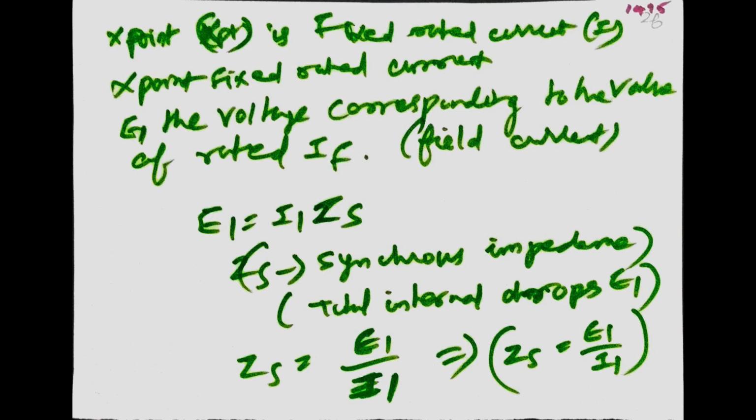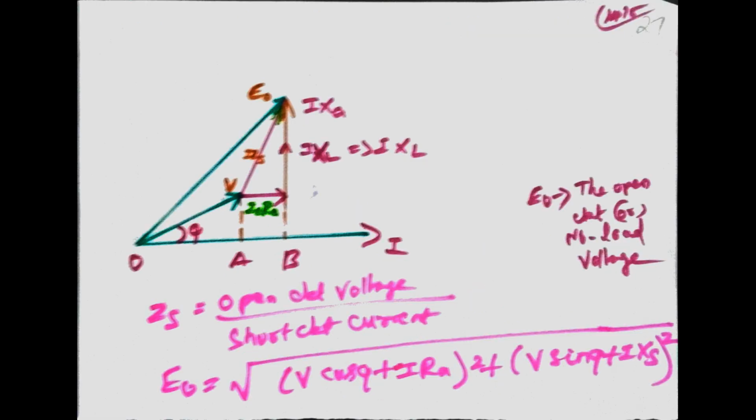The E0 formula is the root of [(V cos phi plus I RA) square plus (V sin phi plus I XS) square], where XS is equal to the root of ZS square minus RA square. Under short circuit condition, the value of terminal voltage is 0. Under open circuit condition, E1 is the generated voltage. Hence, it may be taken as the voltage generated or measured as internal drops.